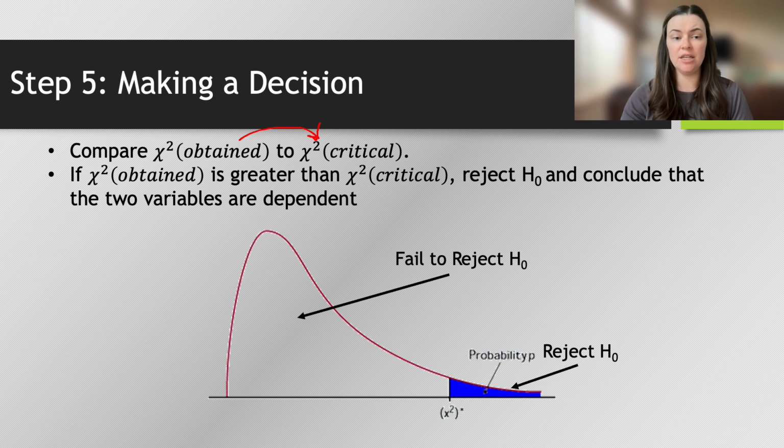If chi-square obtained is greater than our chi-square critical, we would reject the null hypothesis and conclude that the two variables are dependent, meaning if our value exceeds our critical cutoff point, we fall into our danger or our rejection zone. If our chi-square obtained value is less than our critical cutoff value, we will fail to reject the null hypothesis and end up in our safety zone, or our fail to reject zone. In essence, that means that our two variables are independent of one another.